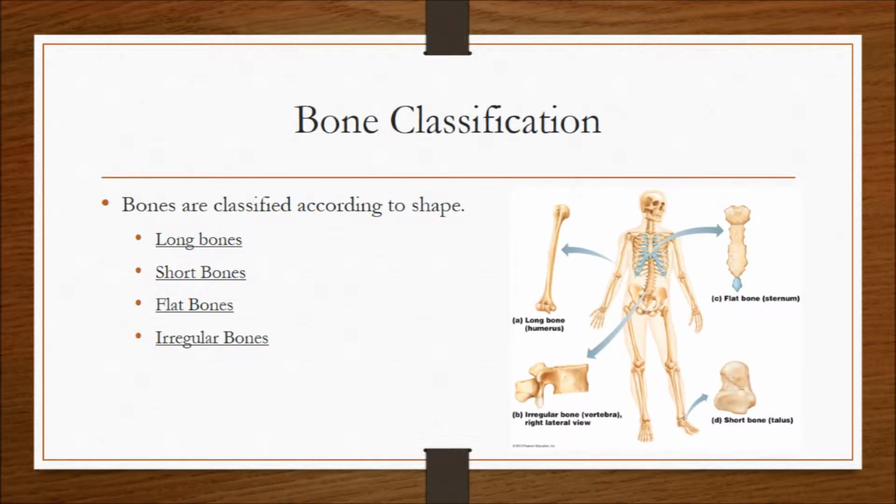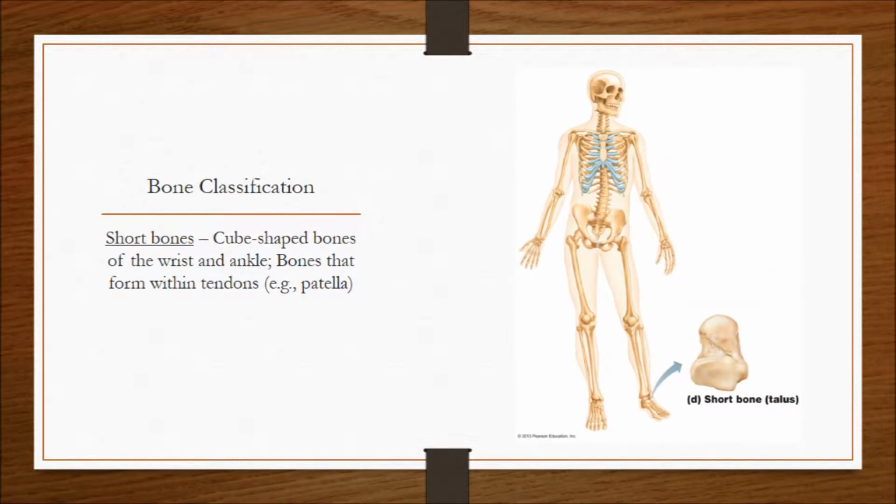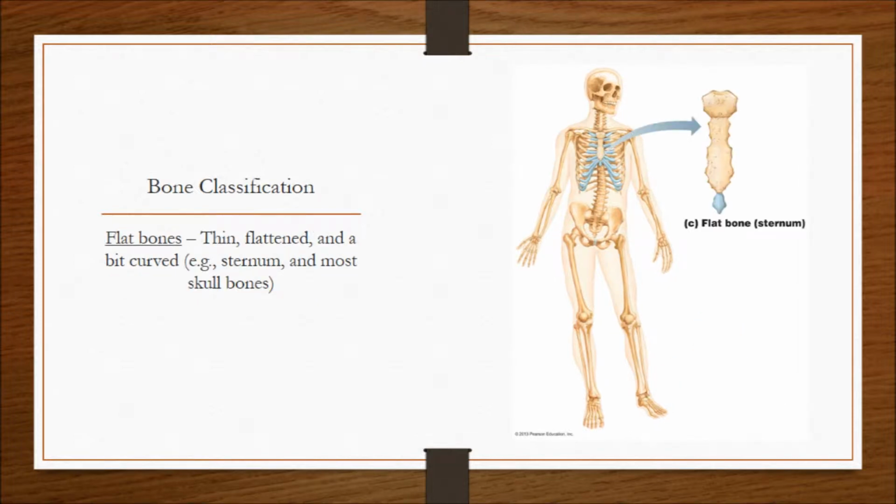So one way that we classify bones is by shape. There are 4 basic shapes: long, short, flat, and irregular. Long bones are longer than they are wide. Some of these bones are ones that are in your arms and your legs. Short bones are about as wide as they are long in all directions. You'll find these in your hands and your ankles, but then there are bones that form inside of tendons. These are also short bones, and it's like your kneecap.